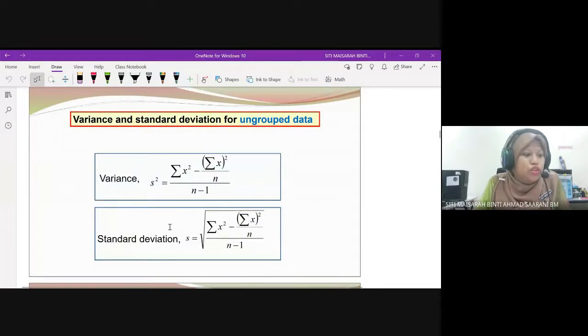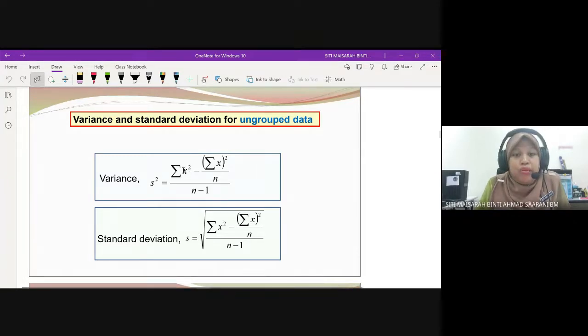Alright, so now variance and standard deviation for ungroup data. This is the formula for variance and standard deviation for ungroup data. So as you can see, variance is S square, while the standard deviation is S. Okay, so we get standard deviation by square root of variance. S square, variance, is equals to summation X square minus summation X square over N minus 1.